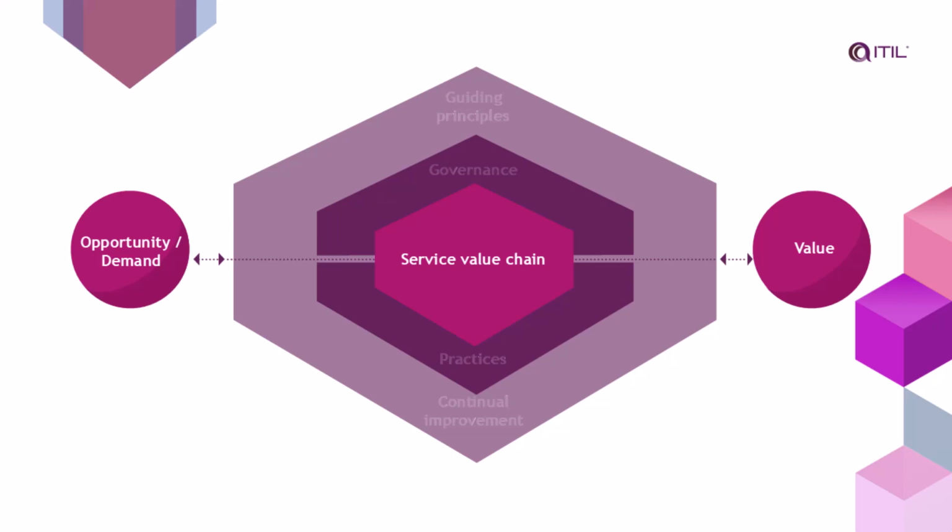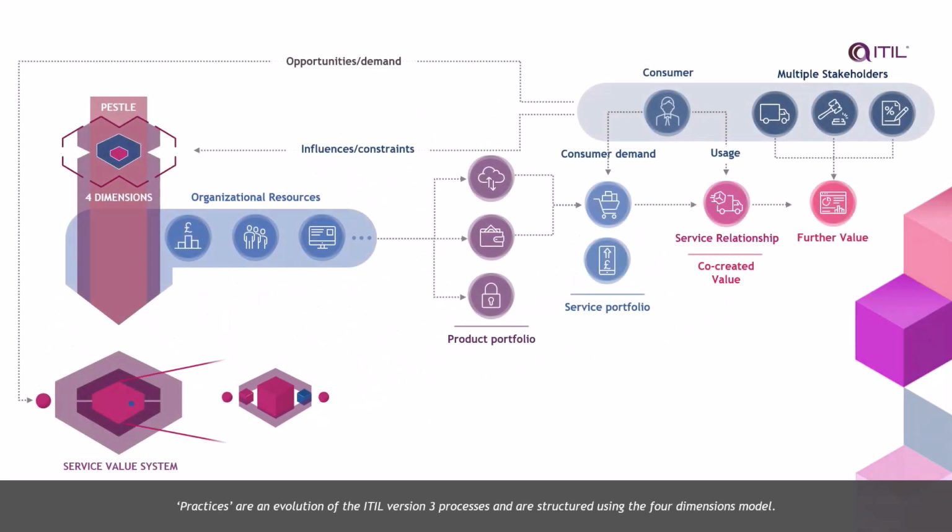In the middle of the SVS, we have the service value chain, which is a set of loosely connected value chain activities, which convert consumer demand into valuable products and services. Practices support and contribute to value chain activities. Practices are an evolution of the ITIL version 3 processes and are structured using the 4 dimensions model.